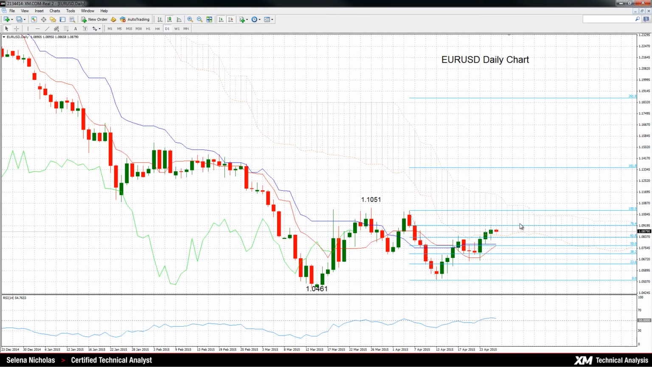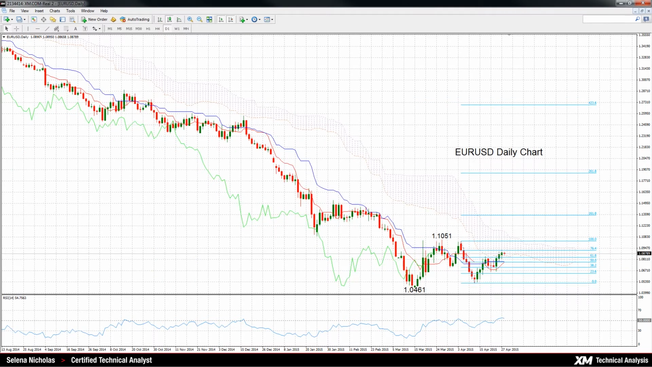The near-term bias, as we can see, remains neutral. The pair continues to consolidate. It's in a sideways pattern. So it's unclear yet if there has been bottoming at the multi-year low of 1.0461. Unless there's a break above the March 26 high of 1.1051, the overall outlook remains bearish.